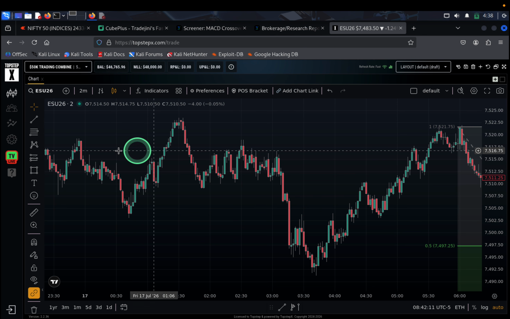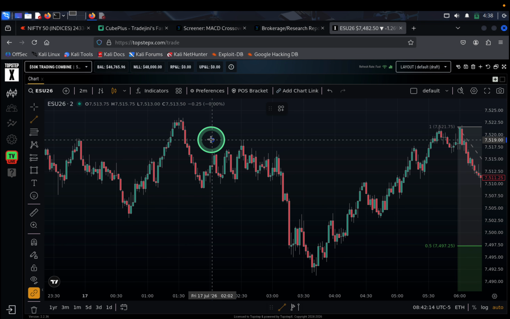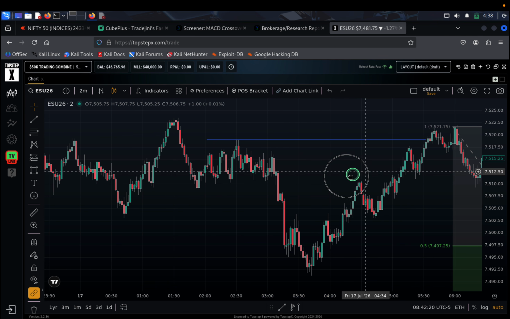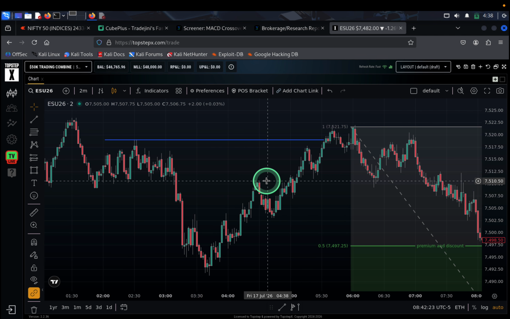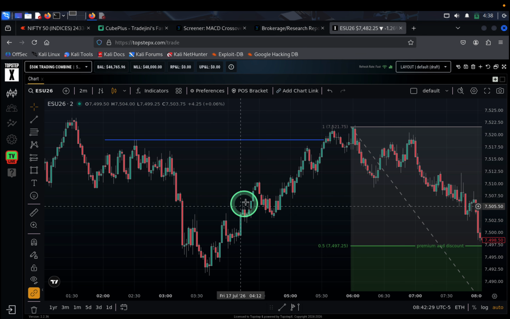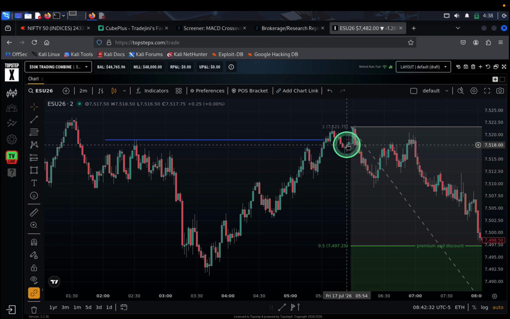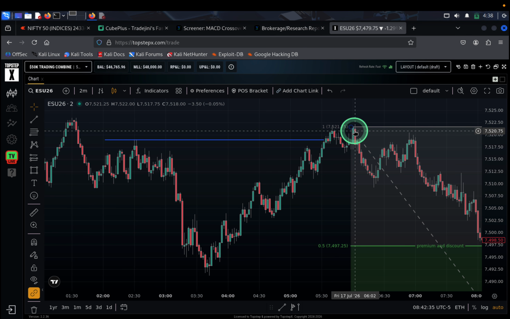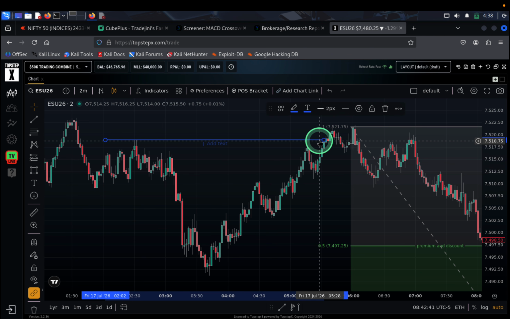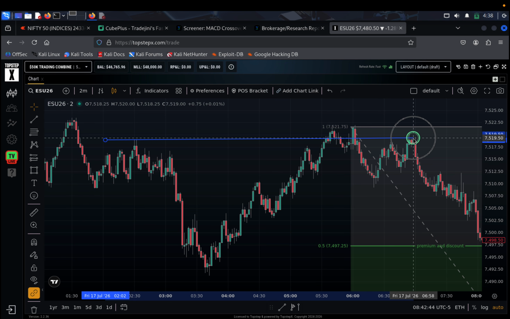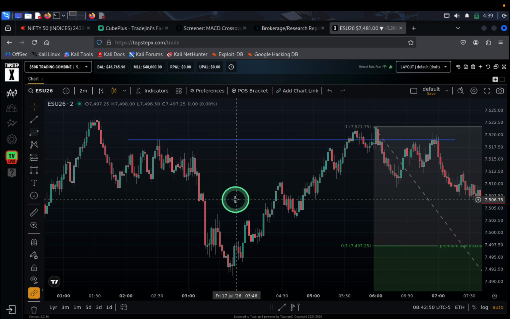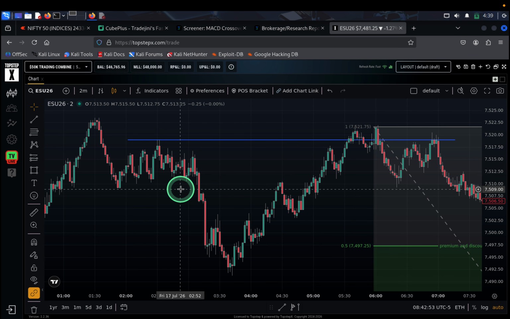You see this high, price went below, facing this high, and then it went up. It's a linear regression curve line. Price cannot go above this high. Price rejects this high again and again. That's the conclusion. So where did we see the break of structure?